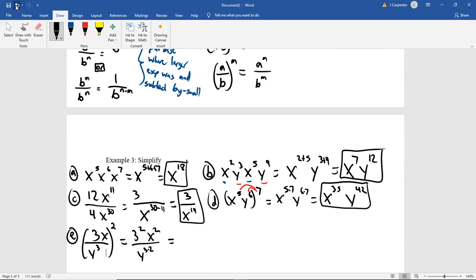3 squared, you can't leave it that way. You have to make it a 9. The x squared is x squared. 3 times 2 is 6. That's over y to the 6th.